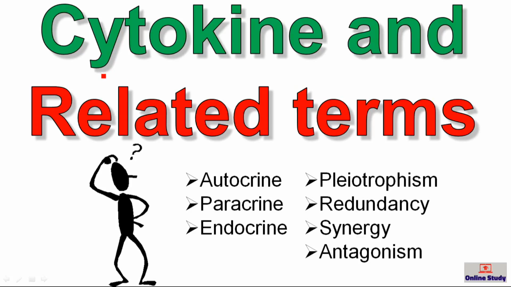Hello friends and viewers. Today in this video I am going to explain some terms related to the cytokine, like autocrine, paracrine, endocrine, and some other terms like pleiotropism, redundancy, synergy, and antagonism. These terms are very complex and complicated, and sometimes they are puzzling if you do not understand them and just try to memorize them, because these terms are very related to each other and sometimes very difficult to distinguish from one another. So what do these terms actually mean?